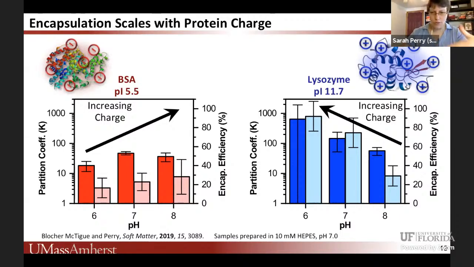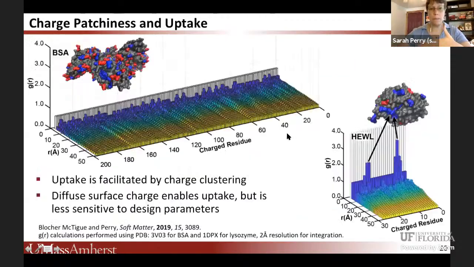But now let's do a side-by-side comparison here. BSA has a partition coefficient of 30, which is nothing to shake a stick at. But lysozyme is pushing upwards of 1,000. And so what's the difference here? We tried to look at what's the difference in the charges on the proteins. If I just look at a colored structure of a protein, I can't tell you if there's clustering of charges or not. So we took a more analytical approach and did a pair correlation analysis.